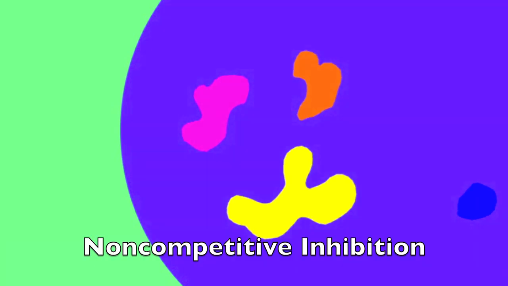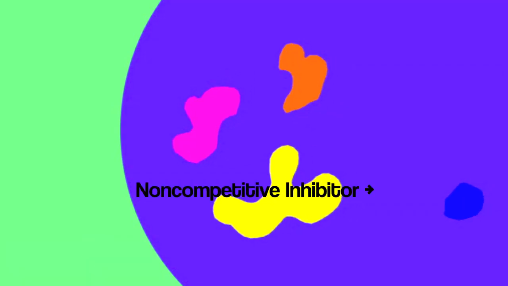Gee willikers, if you think that was neat, wait until you see this. There's actually another way that enzyme activity can be inhibited called non-competitive inhibition. This inhibitor binds to a part of the enzyme other than the active site. Once bound, the substrates are unable to bind with the enzymes because the inhibitor changes the enzyme's conformation. Now the lock of our lock and key mechanism is the wrong shape for the key. Crikey, that's not good.